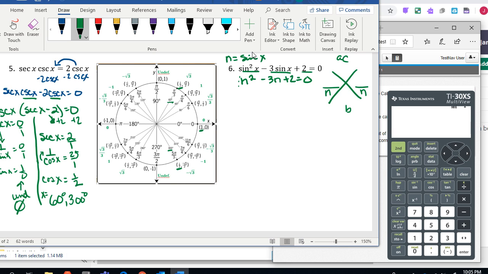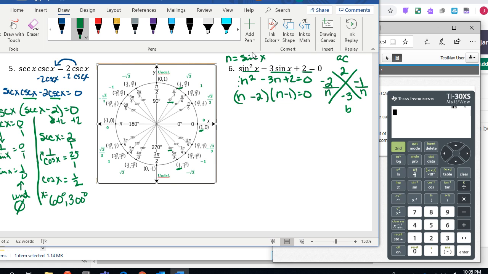Okay, so AC is 2. This is -3. And I have to multiply to get the top. So 2 times 1 are my only options. And that does give me +2. But when I add them, 2 plus 1 is +3. So that means they both have to be negative. Now it works. So what I'm left with, this becomes n minus 2 times n minus 1 equals 0.